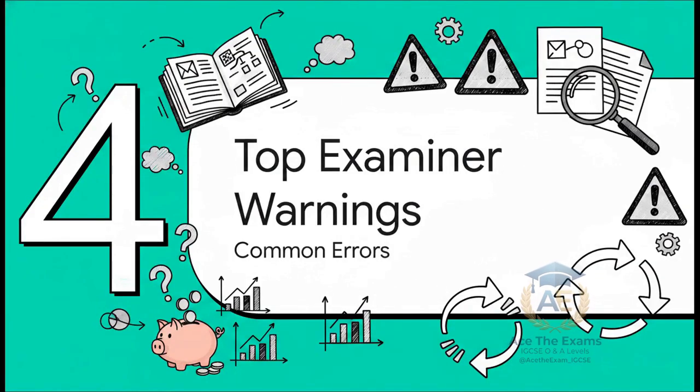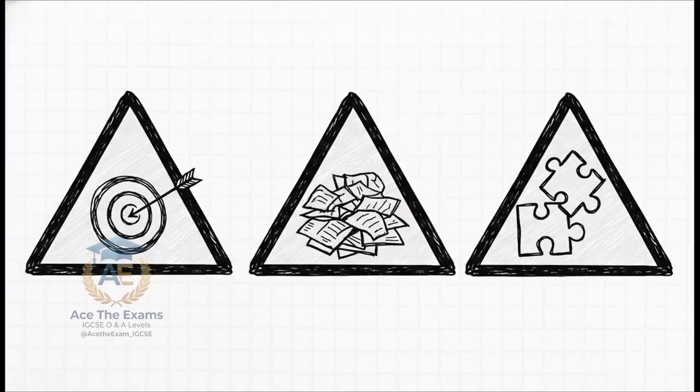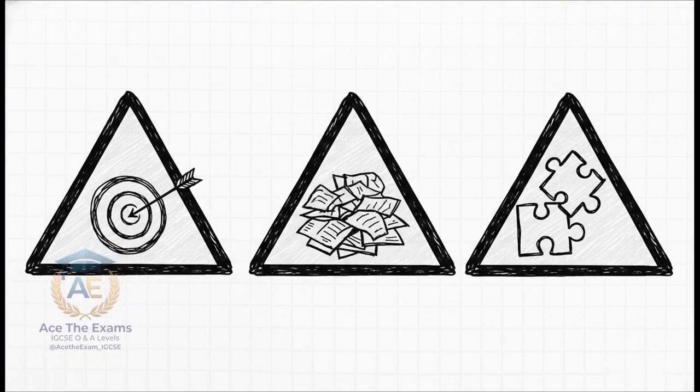Section 4. Top 3 Examiner Warnings. We are now shifting to the most exclusive part of this explainer, the inside scoop on where students lose marks. Pay close attention, because these 3 major pitfalls are extracted straight from actual grading rubrics and principal examiner reports. First, answers are way too vague. Examiners do not want generic textbook definitions. They want specific details applied to the scenario in front of you.